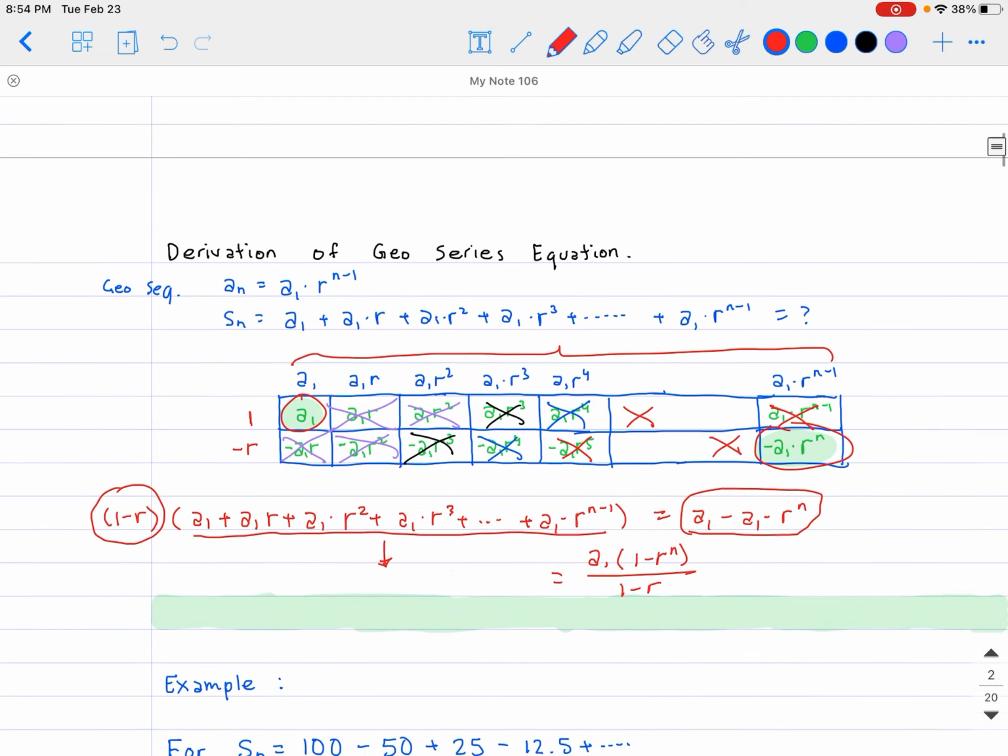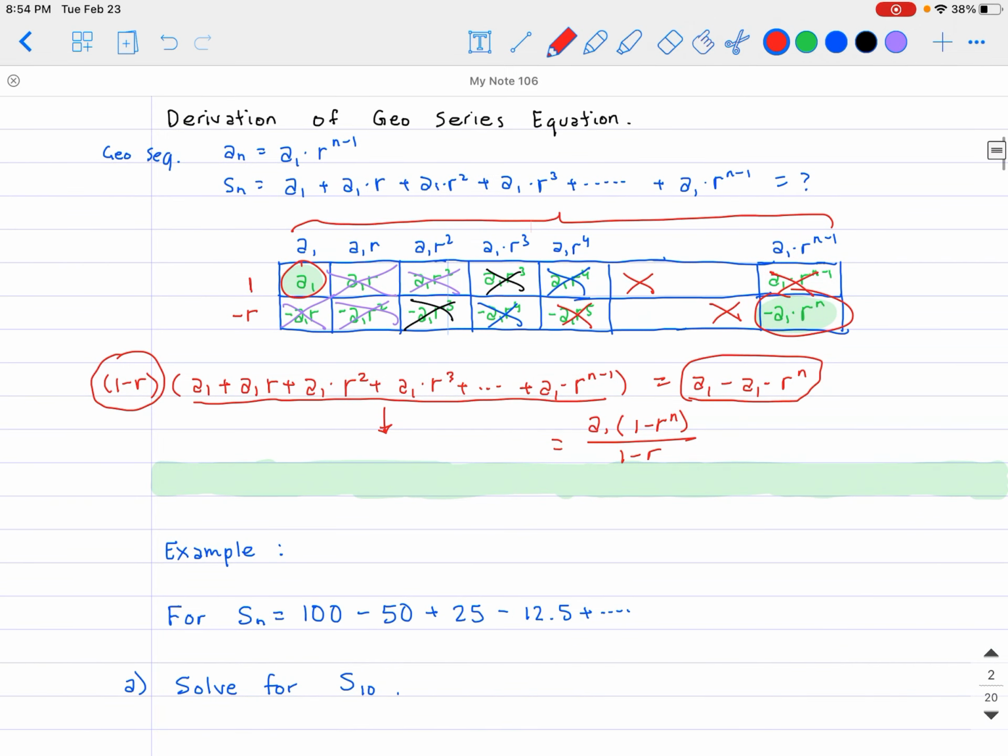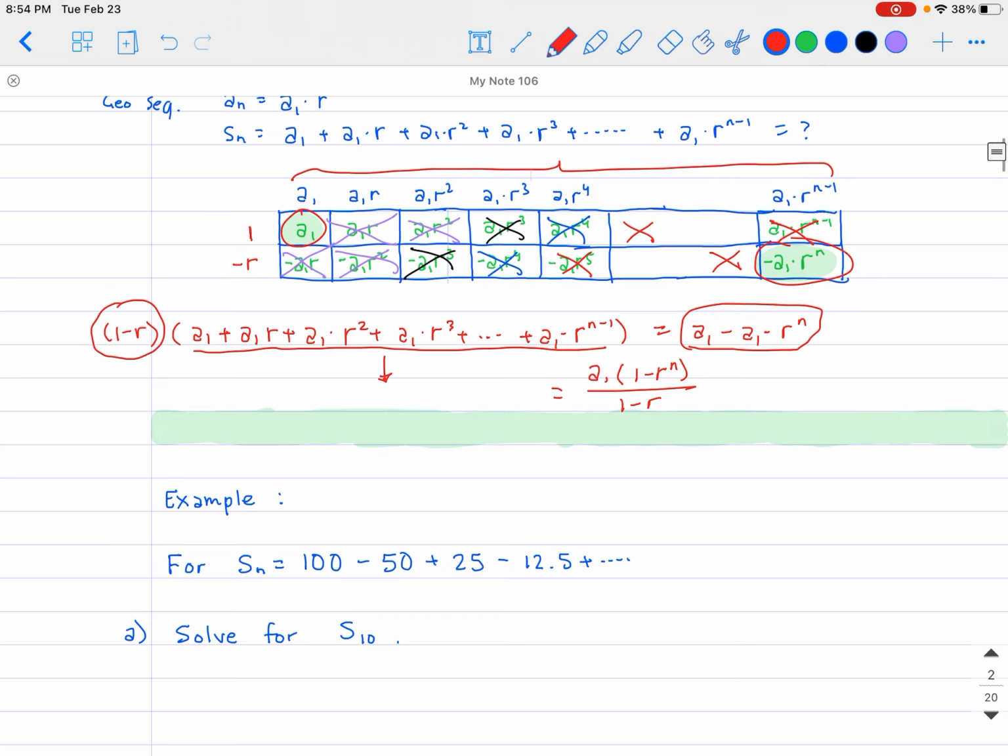Okay. All right. So now let's apply it, so that we can see how that actually works out. So here is an example, and then we can do a few more after that. For the series right here, 100 minus 50 plus 25 minus 12.5, and so on, I want to find out what S of 10 is. And remember, S of 10 means I want to find the sum of the first 10 terms.